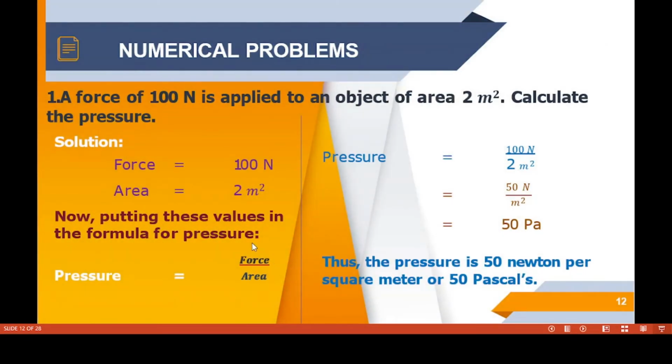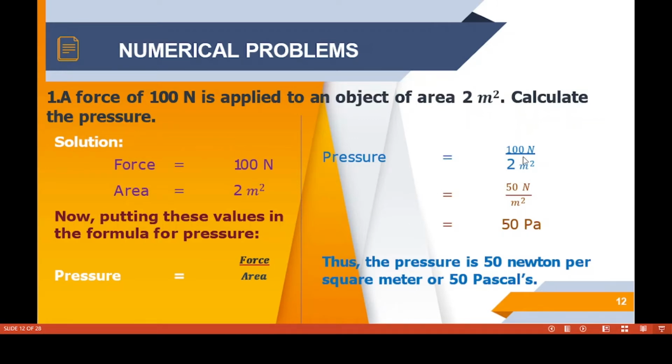Okay. Now we have to do a numerical problem. Just listen to the question now. A force of 100 Newton is applied to an object of area 2 meter square. The object has an area of 2 meter square, and the force applied is 100 Newton. Now we have to calculate the pressure. First I have to write the solution: force 100 Newton, area 2 meter square. Now we have to use the formula. Force means 100 Newton. Now say the formula, pressure equals force per unit area.